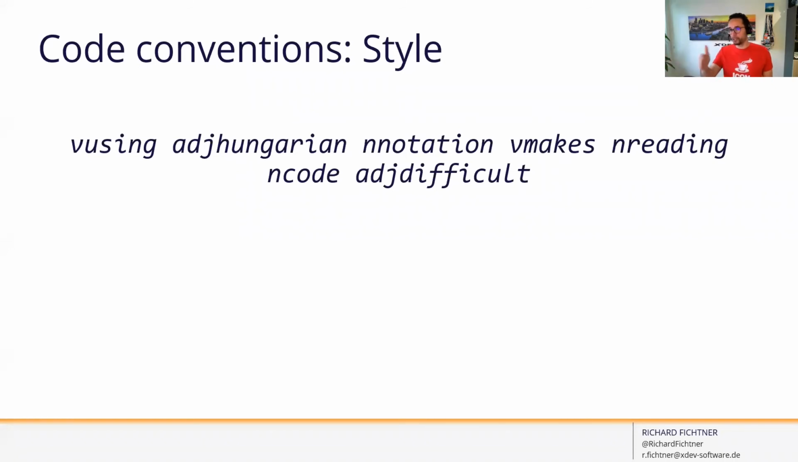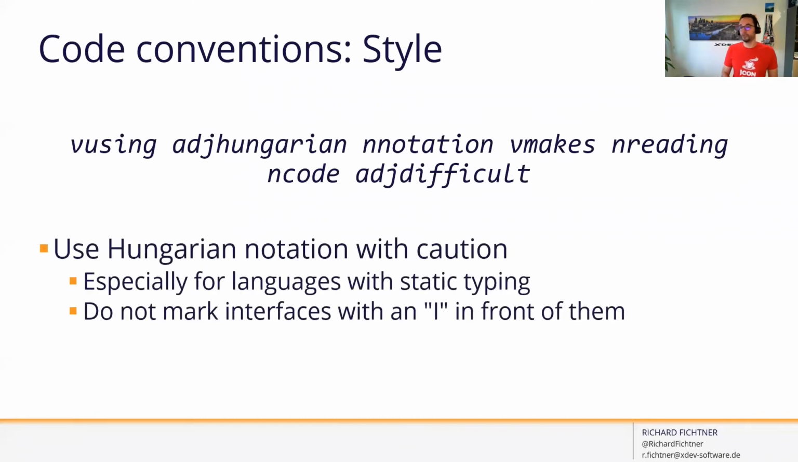Okay. This reads: using Hungarian notation makes reading code difficult. And this sentence is prefixed with a letter or a few letters to indicate which type of word this is. So there are nouns and adjectives and verbs and all that. And this makes it really, really hard to read. So don't do it. Especially when you have Java, which is a statically typed language. If you have another language, this could totally make sense, not judging. But if you have Java and a good IDE, don't do it, because you can write such nice code.